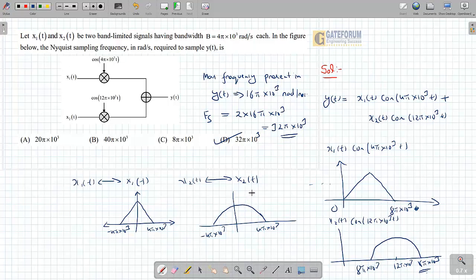So the concept used here is the shifting in the frequency domain, and the maximum frequency when two signals are added. When two signals are added, the maximum frequency present in the output signal is nothing but the maximum of the maximum frequencies of the two signals which are added. The answer for this is 32π×10^3, option D. That's the end of this question for communication system.